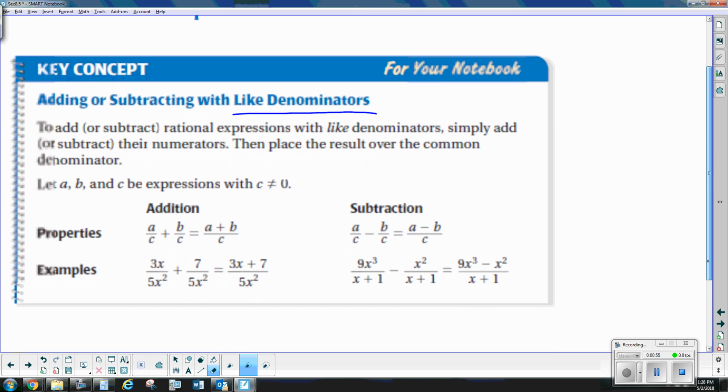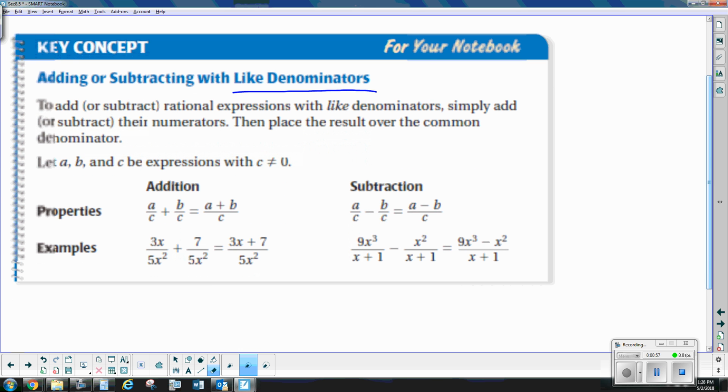So let's look at a couple examples as far as adding and subtracting fractions with like denominators. Remember, when you multiply fractions, you multiply the numerators and you multiply the denominators, but when you add fractions, you keep the denominator. So a over c plus b over c equals a plus b over c. Your denominator stays the same. When you subtract fractions, same thing: a over c minus b over c is a minus b over c.